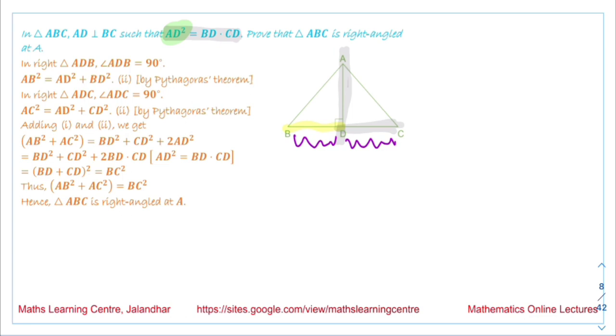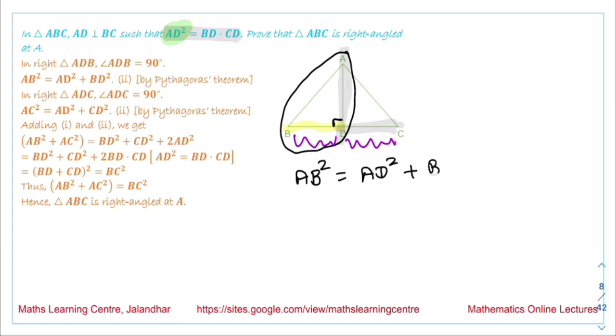Now the triangle ADB we are talking about is right angled at D. So what we get is that AB square is equal to AD square plus BD square. Next, in the triangle ADC, we have AC square equal to AD square plus DC square.